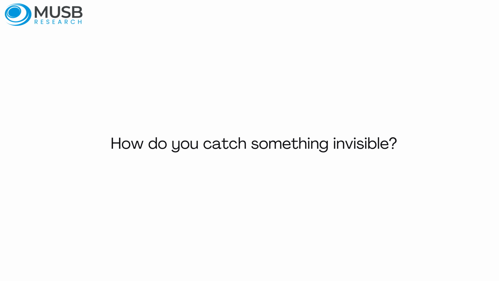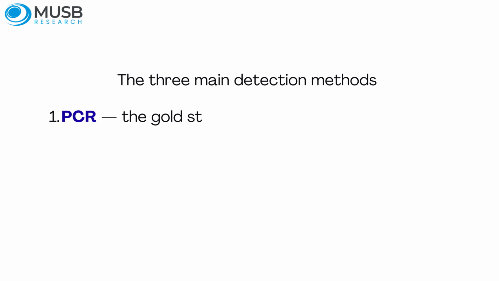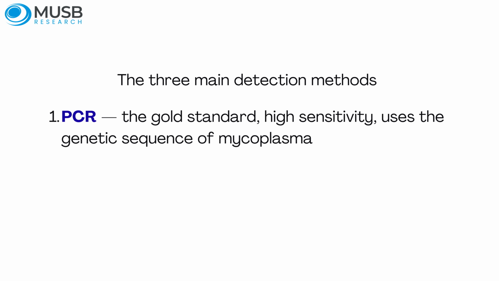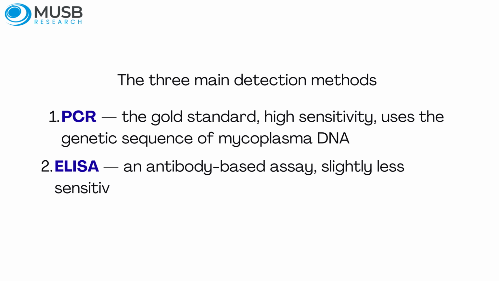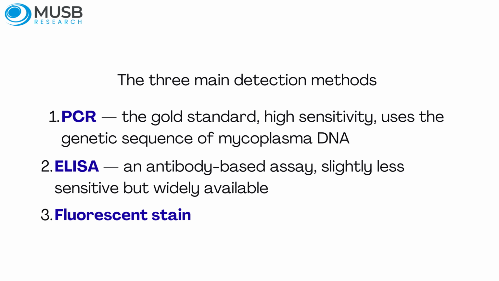How do you catch something invisible? You have to go looking for it. The 3 main detection methods are: PCR, the gold standard, high sensitivity, uses the genetic sequence of mycoplasma DNA; ELISA, an antibody-based assay, slightly less sensitive but widely available; and fluorescent staining, using Hoechst or DAPI dyes.